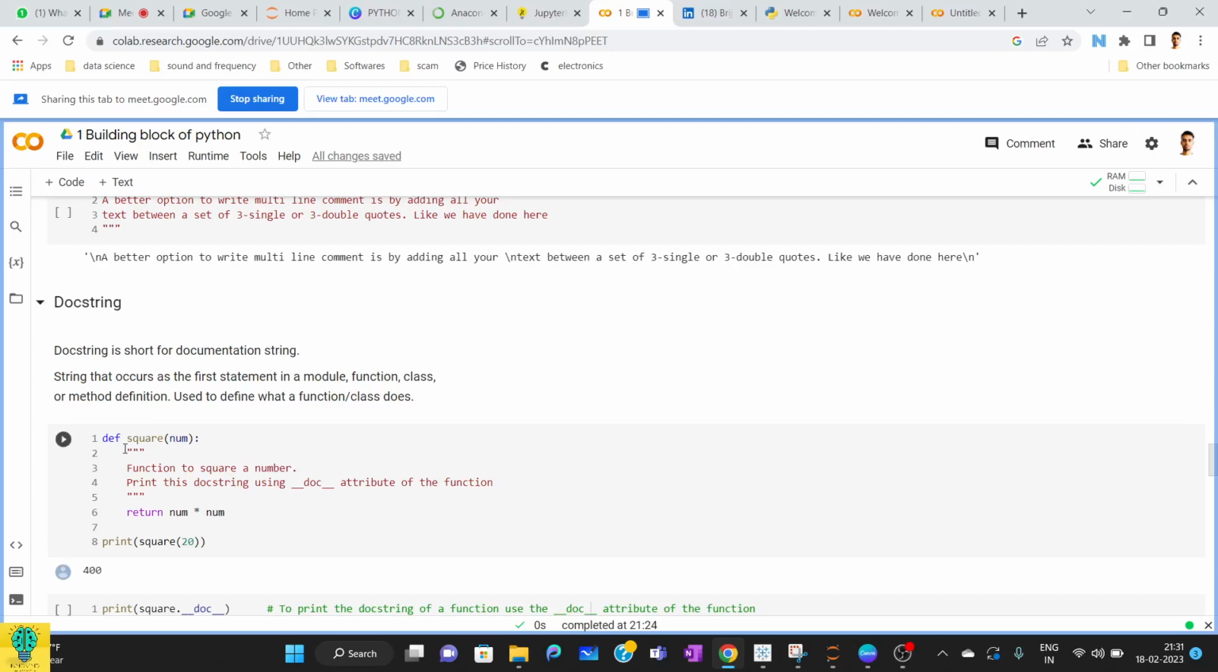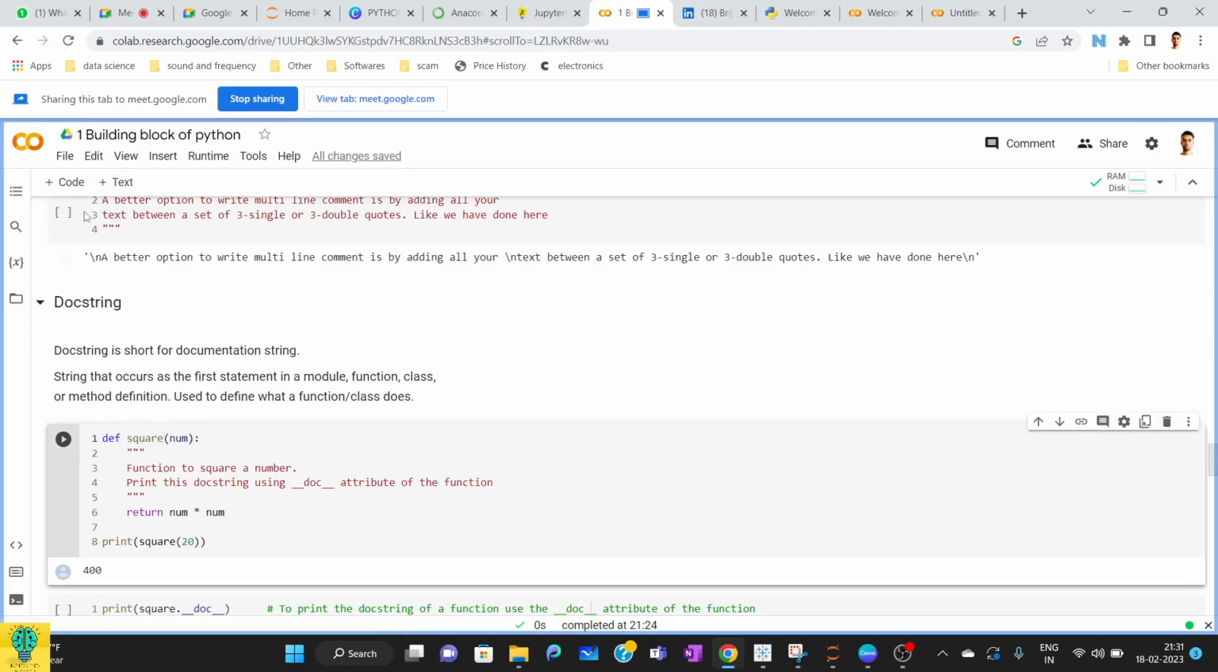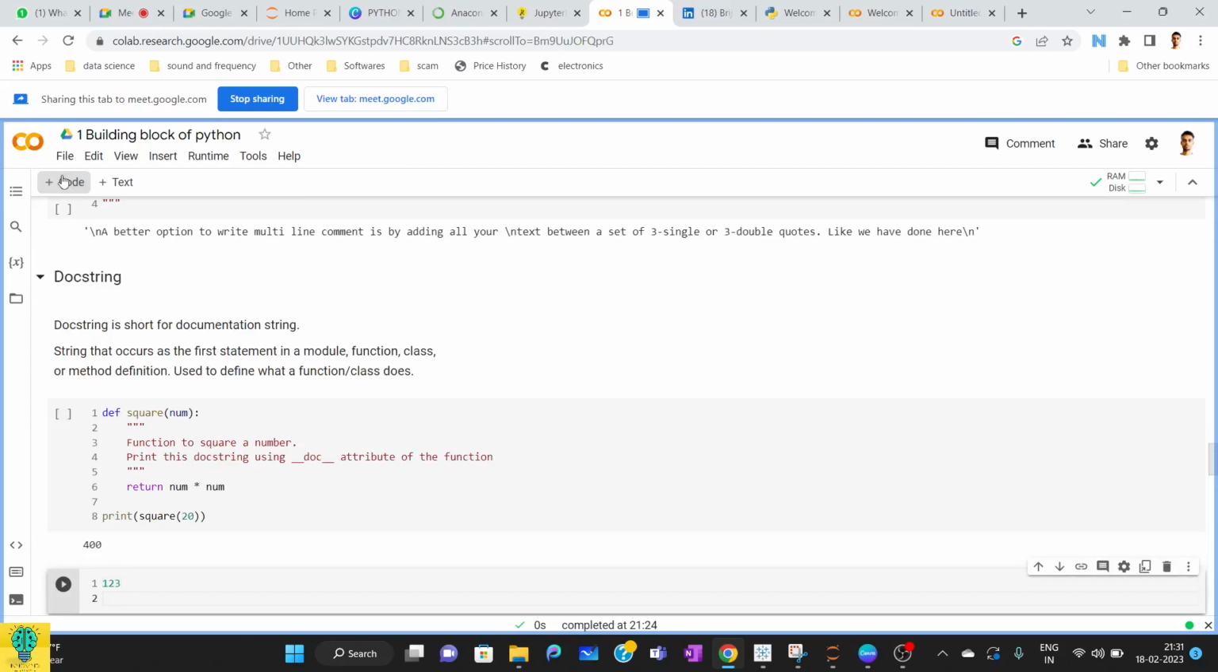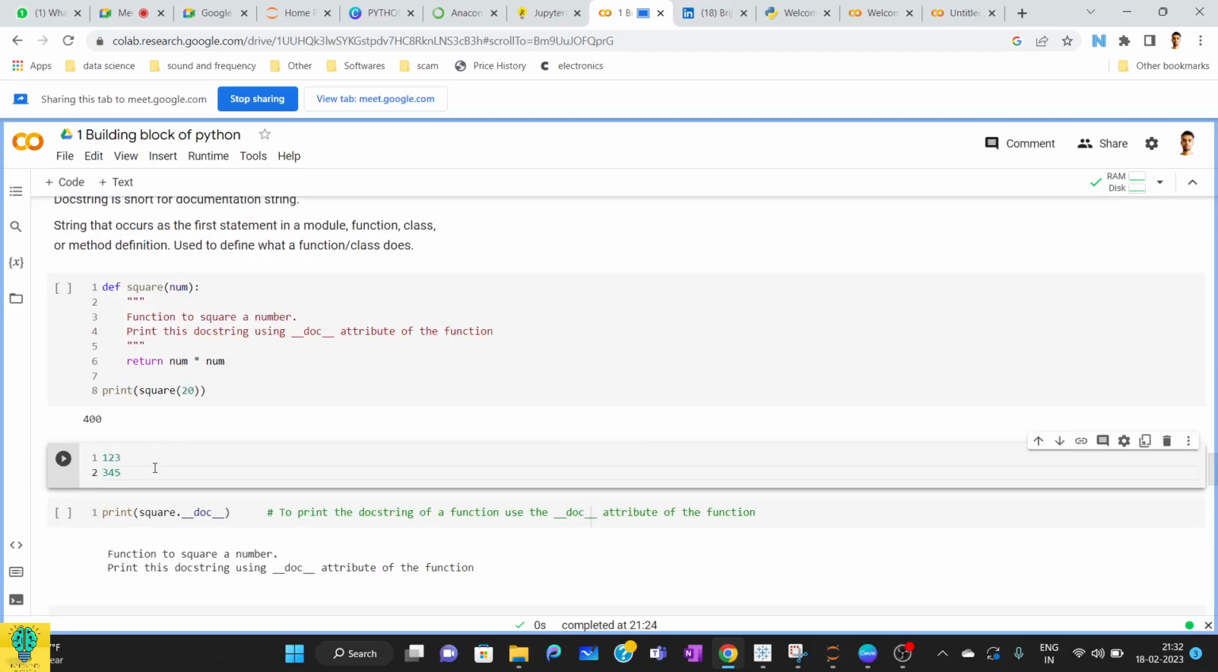Okay, similarly we have functions in Python as well, and we write functions to make our code easier. When I say easier, suppose I have a number 123. Let me write a code here. Just let me select this. Okay, I have number 123. I have another number 345. Okay, so I want to add them.